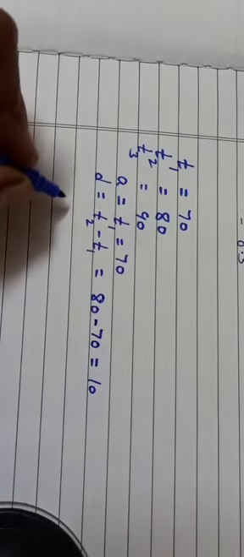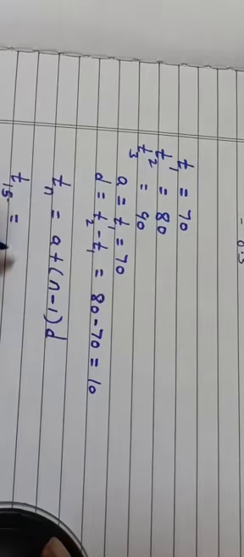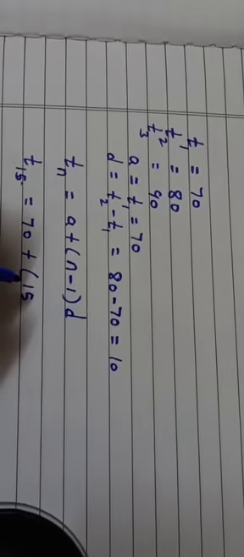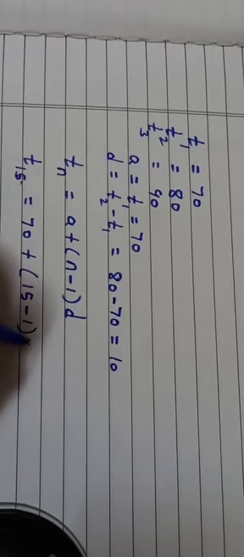Okay. Now we can apply our formula. We have studied the formula for nth term. Nth term is equal to A plus n minus 1 into D. Now here, they have given that at the age of 15 you have to find his height. So it is T15, that is, n is 15. It means when he is 15 years old, what is his height? So here A is 70 plus n is 15 minus 1 into D is 10.